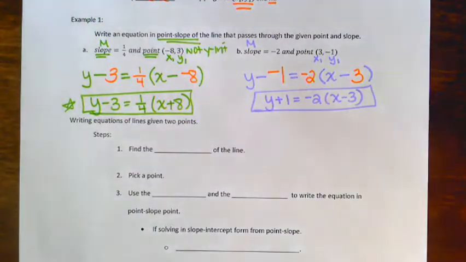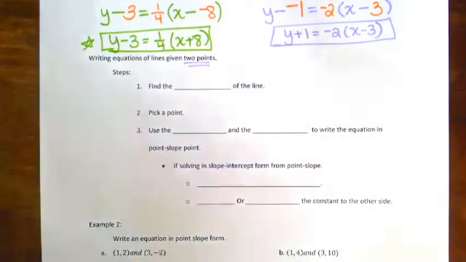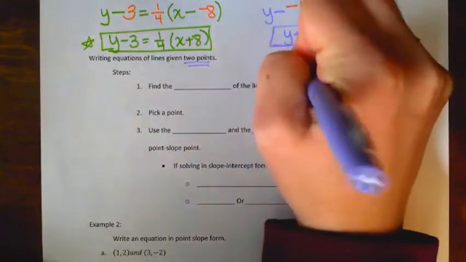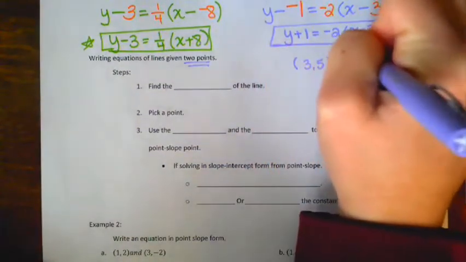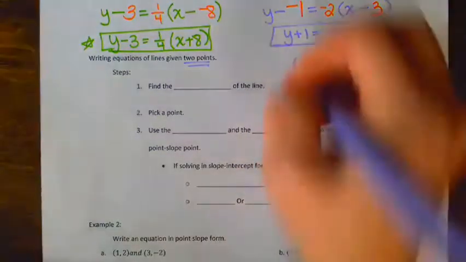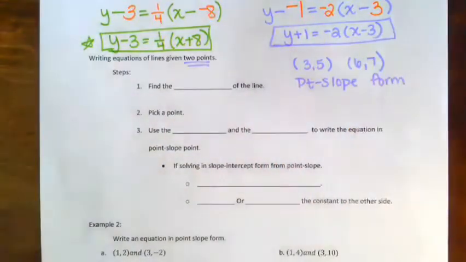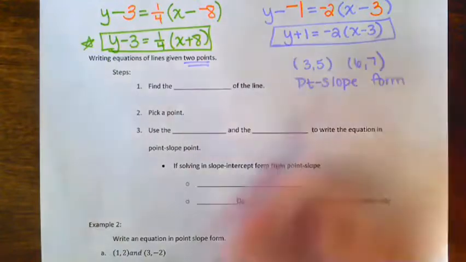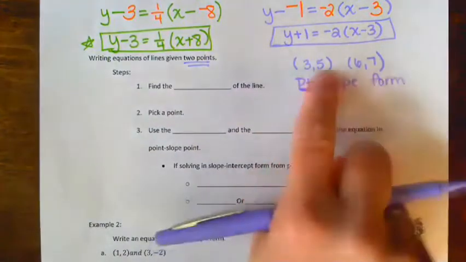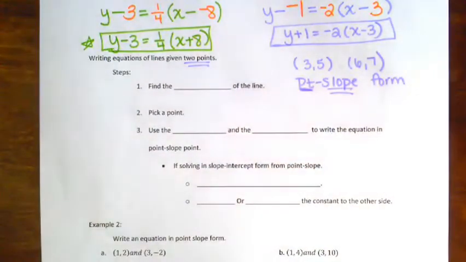Now, what if we are given 2 points? If I give you 2 points such as 3, 5, and 6, 7, and I want you to write an equation in point slope form. Well, let me ask you, do we have a point? Yeah, we actually have 2 points. Do we have the slope? No, but do we know how to find the slope?